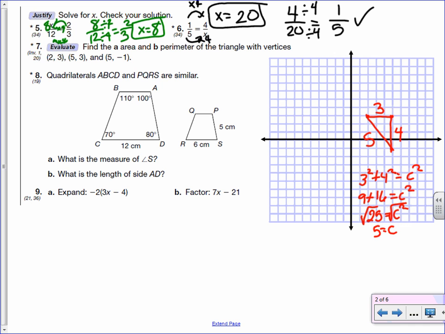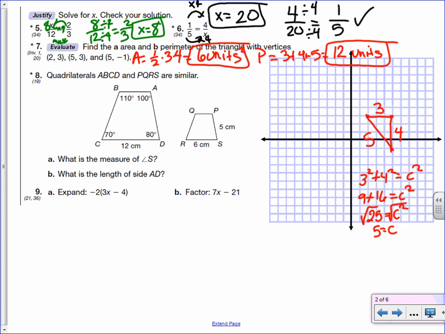So to find the area of a triangle, it's 1/2 the base, 3, times the height, 4. 3 times 4 is 12, and half of that is 6. And since we don't know what the units are, we just say units, and area is always squared. And then perimeter is 3 plus 4 plus 5. 3 plus 4 is 7, plus 5 is 12. And then, again, we don't know what the units are, so we just say units. And perimeter is just plain units.